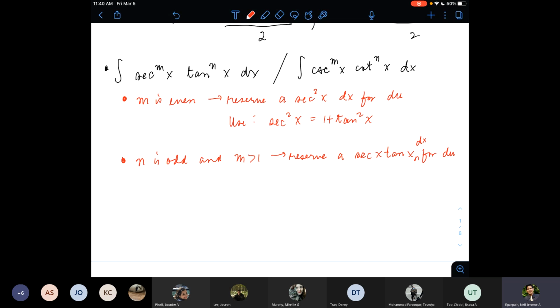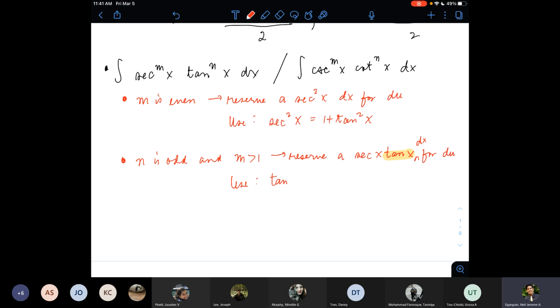Okay. And you can guess what I am trying to do here. If I'm reserving a secant x tangent x dx for the du, then I am planning to let u be equal to secant, right? So that means everything should be written in terms of a secant. But that's a good thing because remember, I assume that n is odd. If I take one of those tangents for the dx, then I will have an even power of tangent left, right? So if I have an even power of tangent left, then I can use this identity.